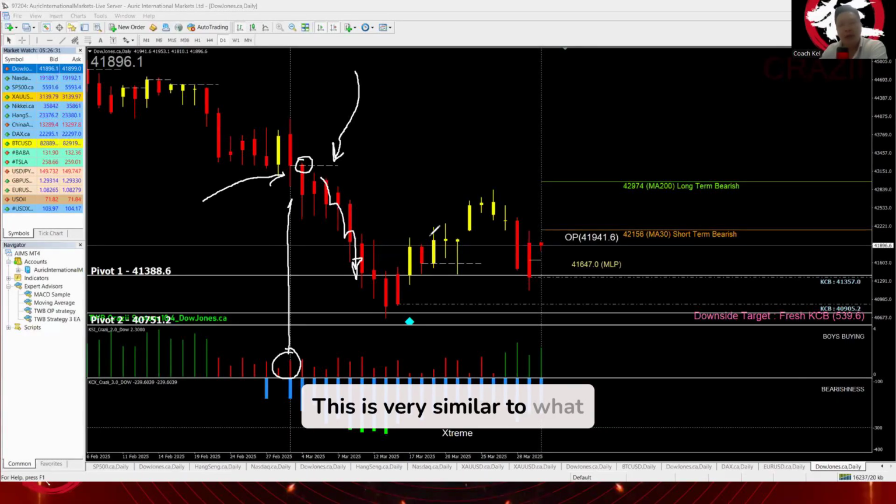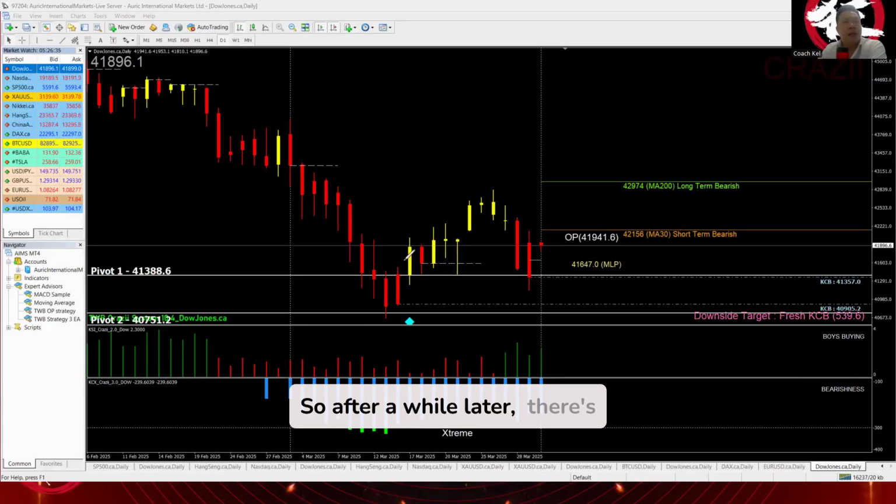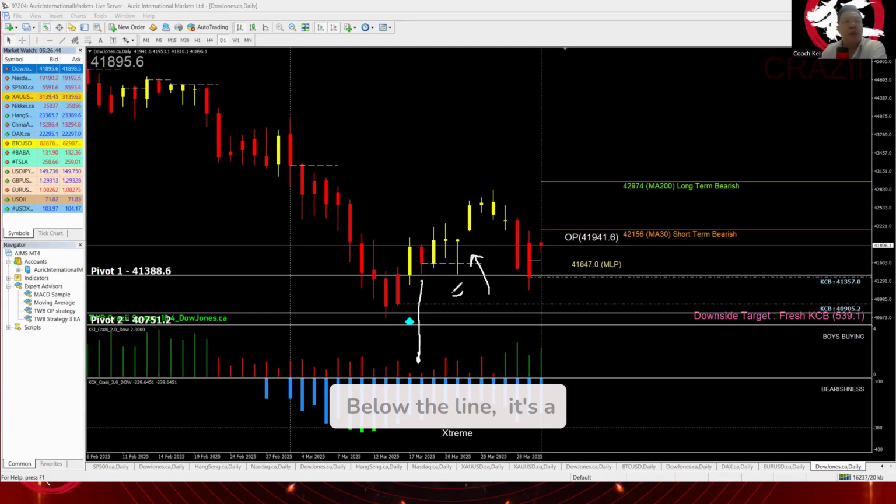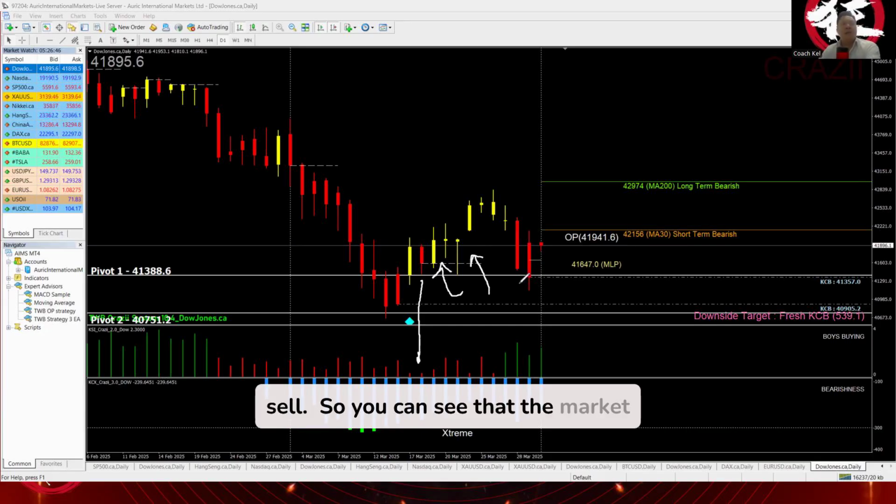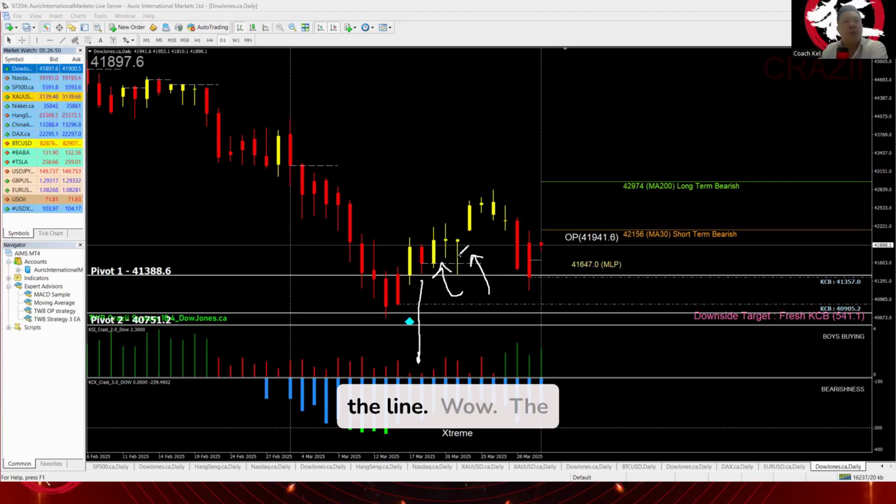This is very similar to what you saw just now, right? The market was going up. After a while, there's another CCYR in this case, and you have the KSI red. So as long as the market stays above the line, it's a buy. Below the line, it's a sell. So you can see that the market stayed below the line for a short period of time, but then it stayed above the line. Wow, the buying impact is really great.